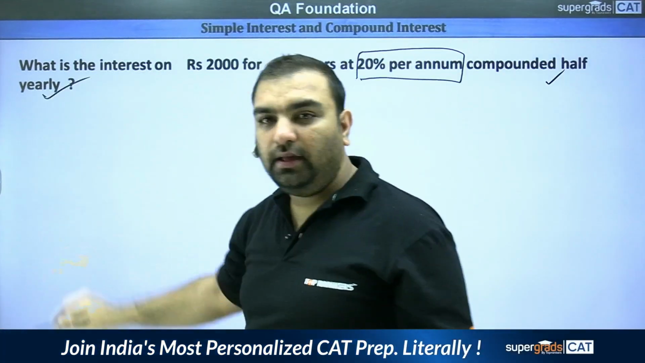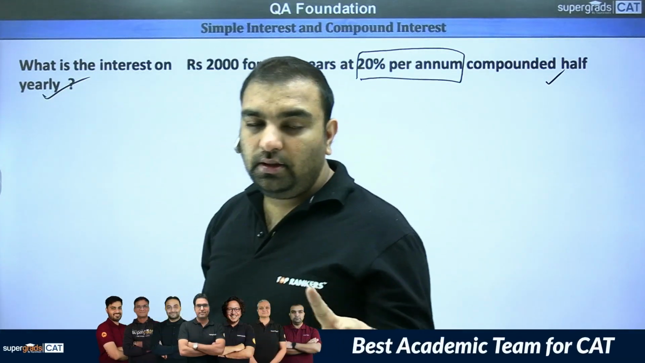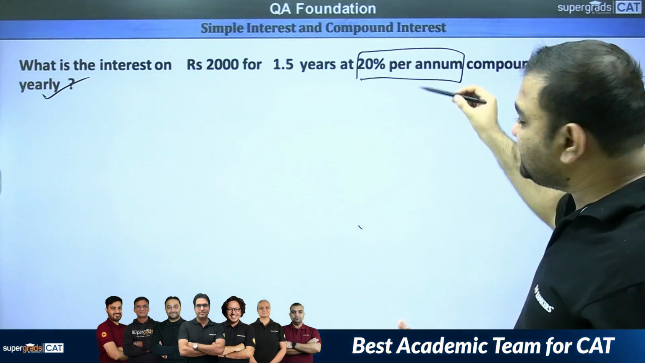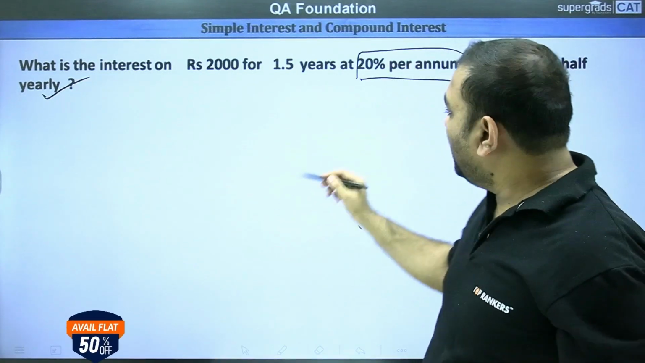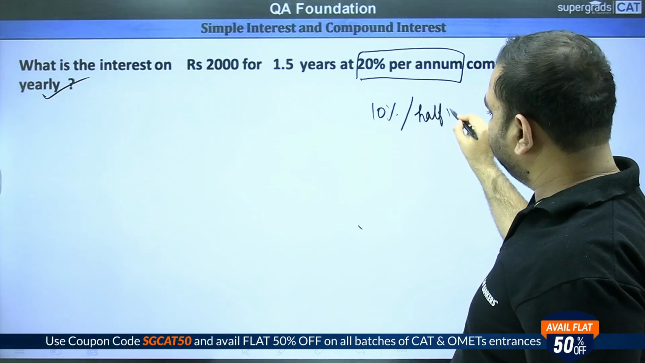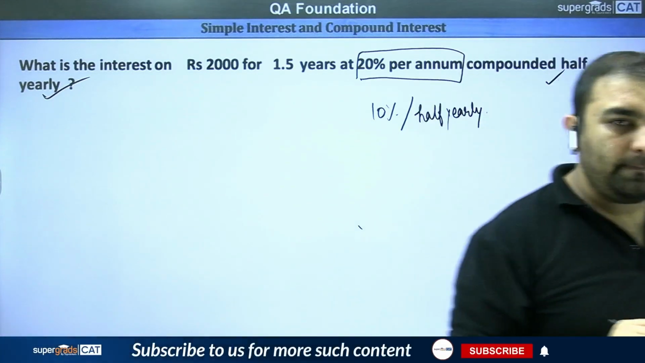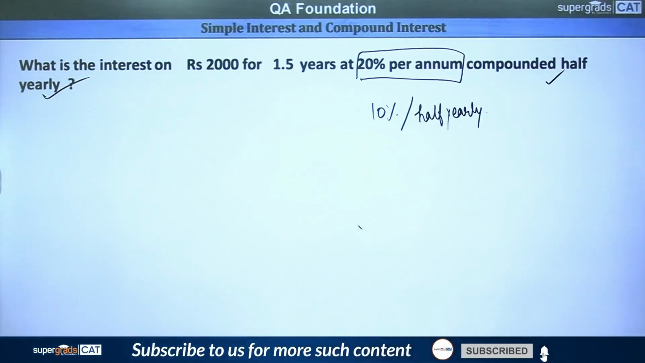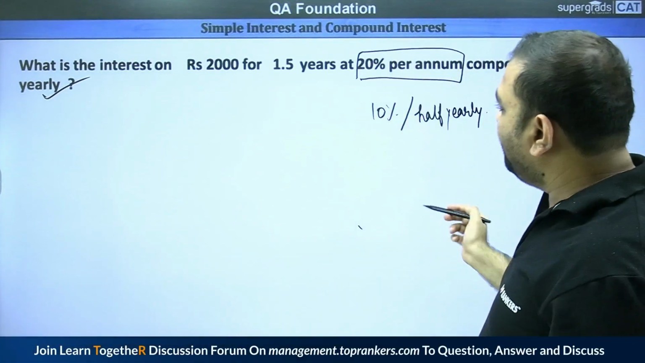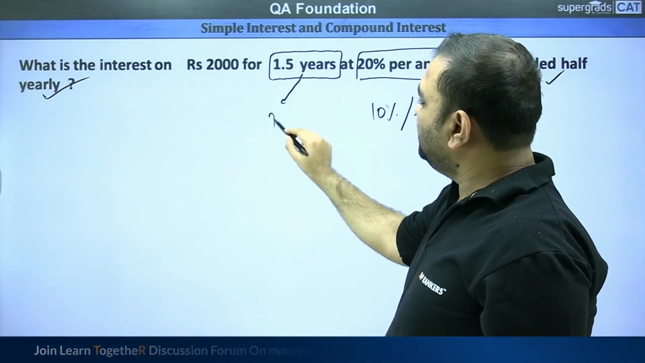Compounding कैसे की गई है? Half yearly. तो अब हमको per annum का रेट नहीं चाहिए. Rather, we require per half yearly rate. तो अगर पूरे साल में 20% मिलता है तो हाफ ईयर में 10% per half yearly. And how many half yearlies in 1.5 year? Three half yearlies.